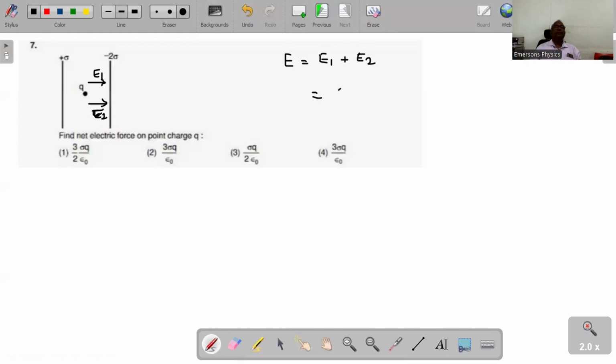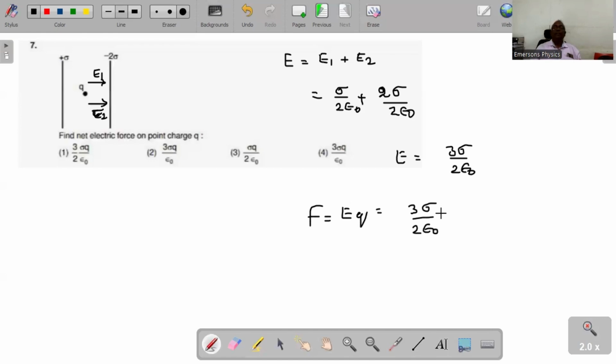We know E1 is nothing but sigma by 2 epsilon naught. This is the electric field due to a single plate, whereas here the plate is having a charge 2 sigma, so it becomes 2 sigma by 2 epsilon naught. So the net electric field will be equal to 3 sigma by 2 epsilon naught. That's all. Now we want to find out force. Force on a charge in an electric field is EQ. E is 3 sigma by 2 epsilon naught into Q. So 3 sigma Q by 2 epsilon naught is the correct answer.